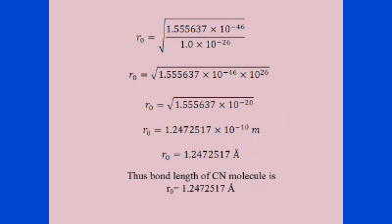And thus after taking the root, R0 is equal to 1.2472517 into 10 to the power minus 10 meters, and finally converting that meter to angstrom unit, you will find R0 is equal to 1.2472517 angstrom unit. Thus we found the value of the bond length of CN molecule as R0 equal to 1.2472517 angstrom unit.